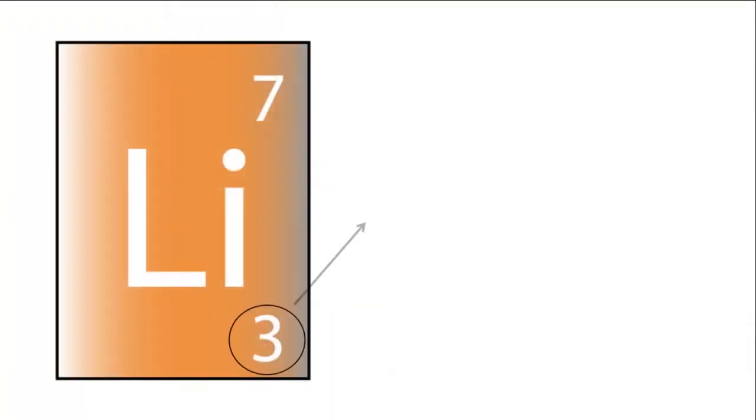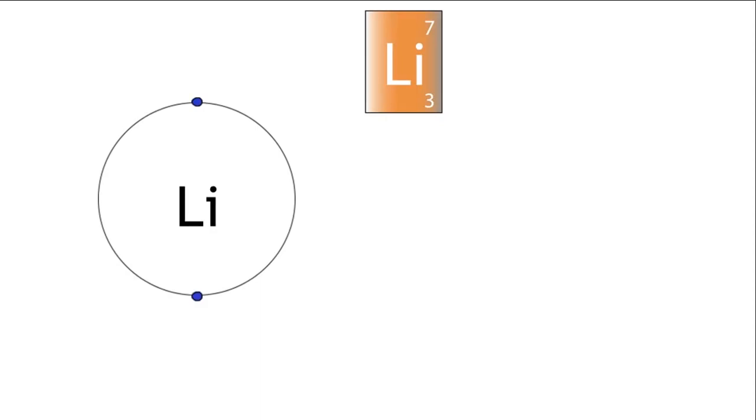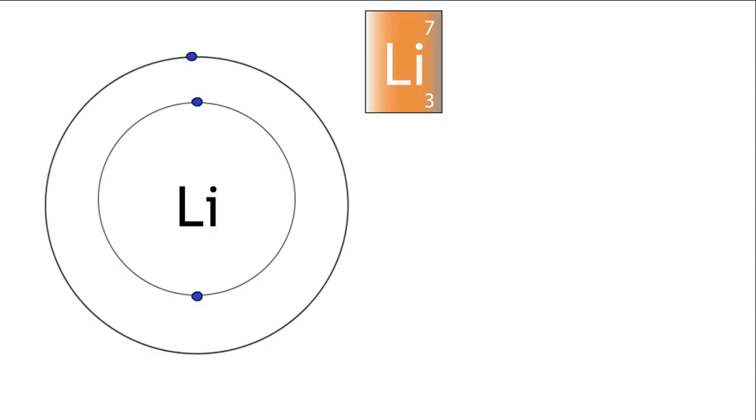Lithium has 3 protons. Therefore, it has 3 electrons. The first 2 electrons are placed in the first shell, closest to the nucleus, and the third electron is placed in the second shell. 2 plus 1, 3 electrons.